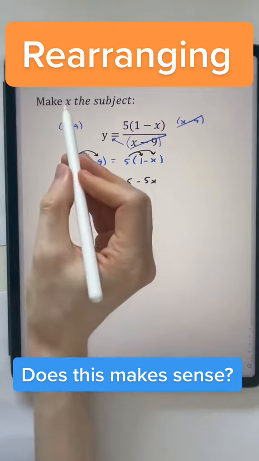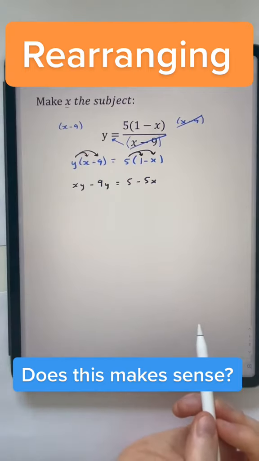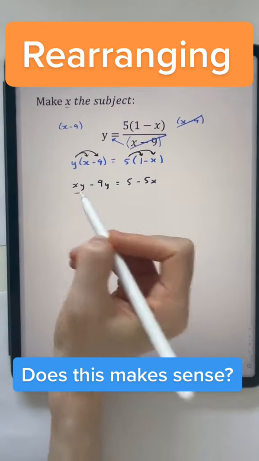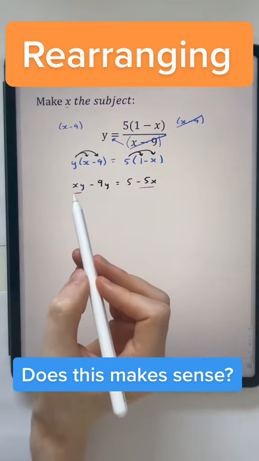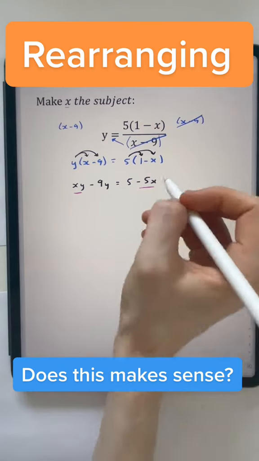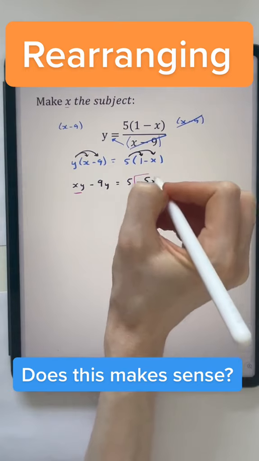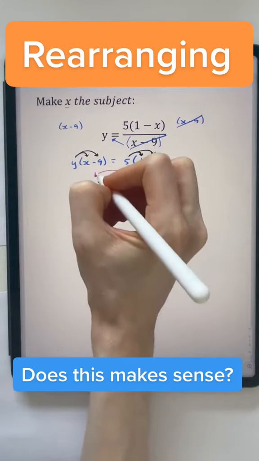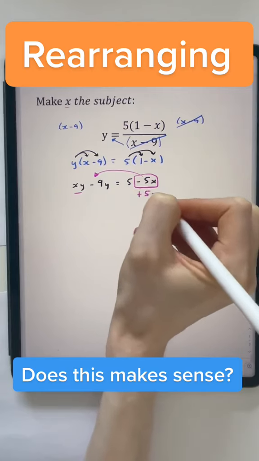As I want to get x the subject, I currently have x on both sides. Therefore, I have to get the x terms to be on one side. As I've got positive xy on the left and negative 5x on the right, I'm going to want x to be positive. So I'm going to bring the negative 5x across to the left by doing the inverse, and that's to add 5x to both sides.